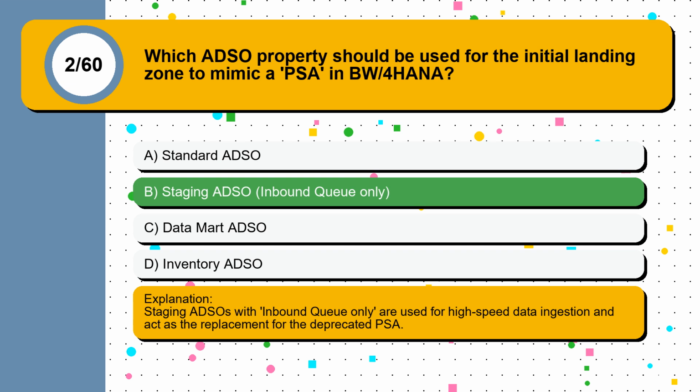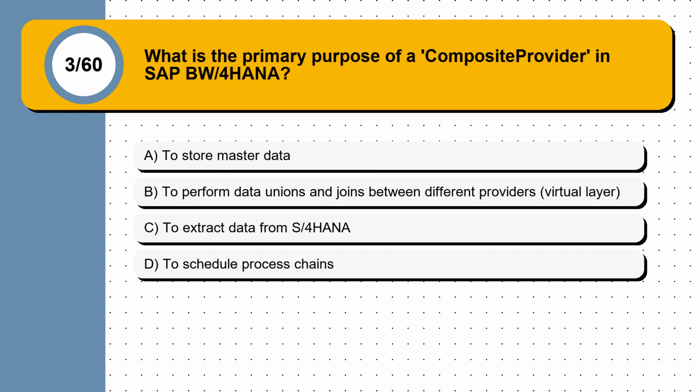Question 3. What is the primary purpose of a composite provider in SAP BW/4HANA? Option A, to store master data. Option B, to perform data unions and joins between different providers, virtual layer. Option C, to extract data from S/4HANA. Option D, to schedule process chains.